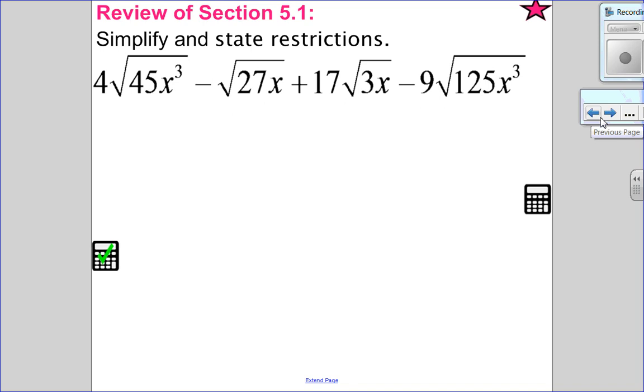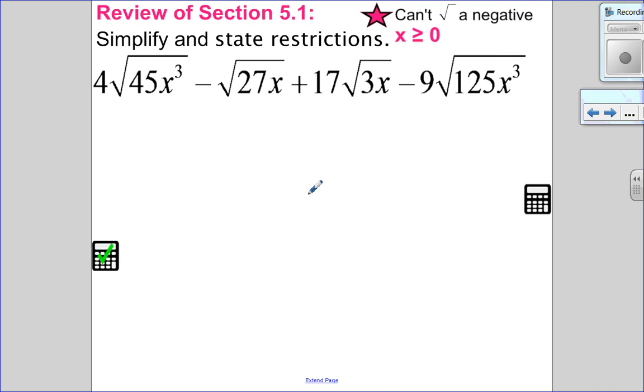In my last review question here, I want to look at simplifying and adding and subtracting all together. So again, I would pause the video, come back, see the solution, see how you did. The first thing that I notice is that I have square roots and a potential of square rooting a negative, so I need to state my restrictions. You cannot root a negative, so x has to be greater than or equal to 0. So again, anytime the radicand has a variable, you must state your restrictions.